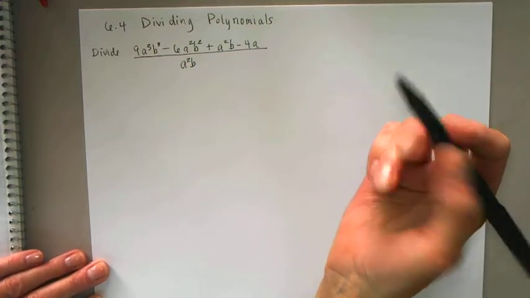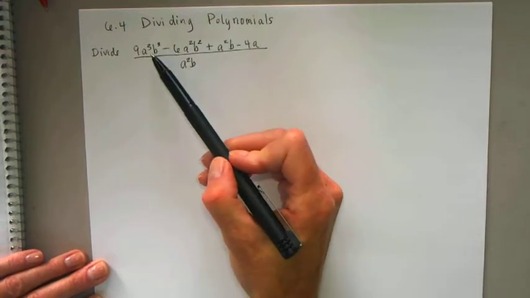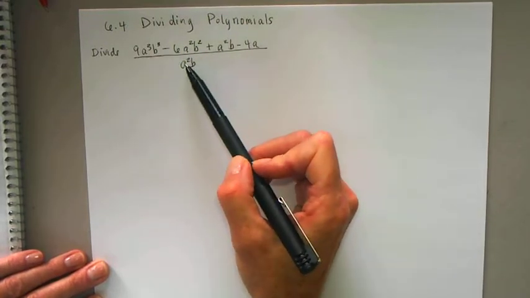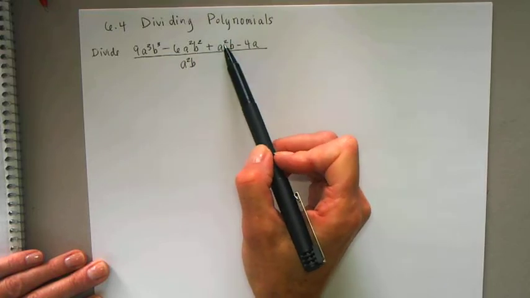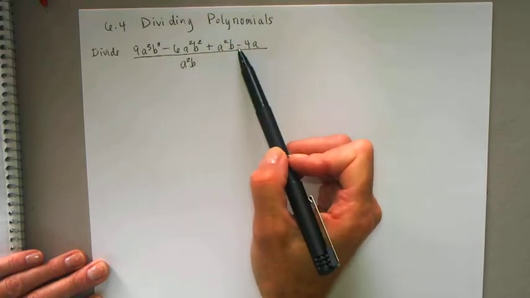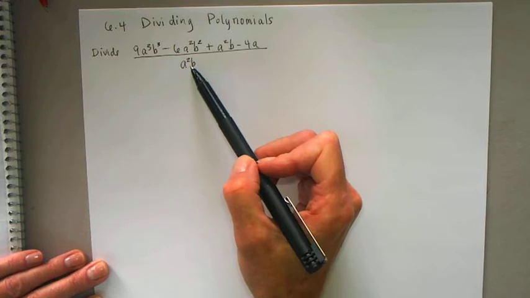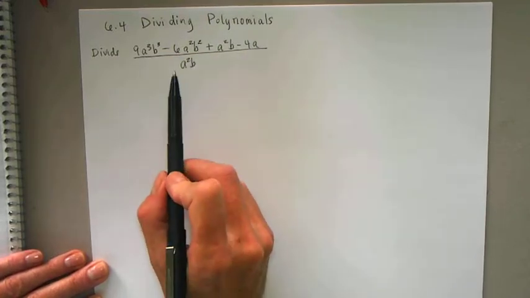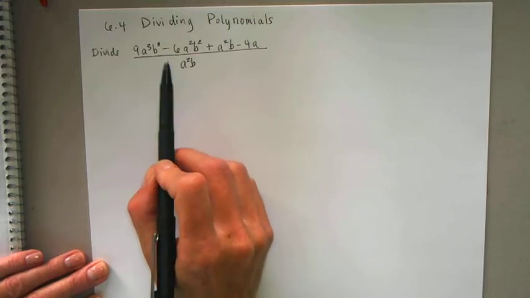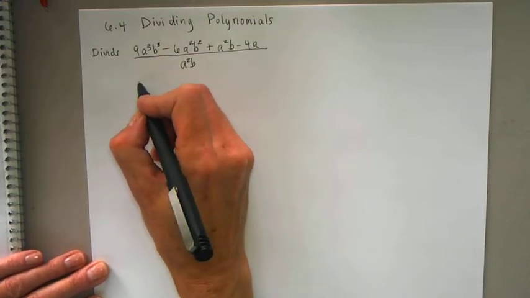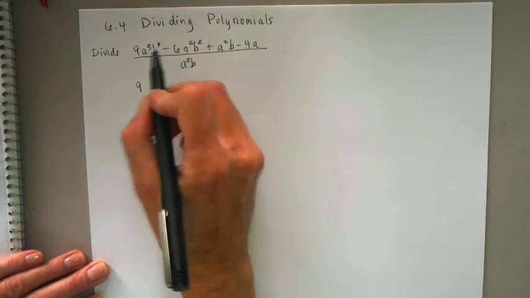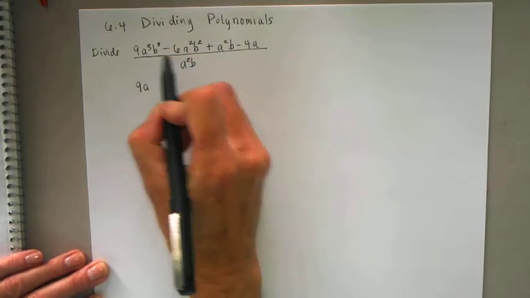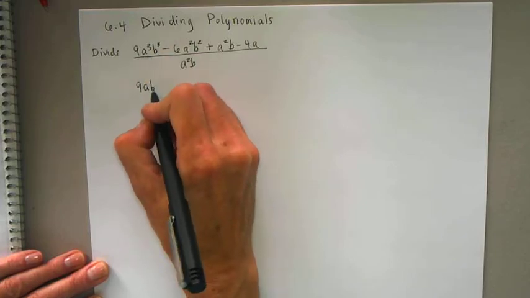When you see it like this, you can think of it in your head as this term over this term, subtract this term over this term, plus this term over this term, subtract this term over this term. If you wanted, you could take a step and write it, but I'm going to hope you all understand that and reduce. If I reduce the first one, I would have 9, and then a squared would reduce with 2 of those, and I would have 1a, and then this b would reduce with 1 of those, and I would have 2 b's.